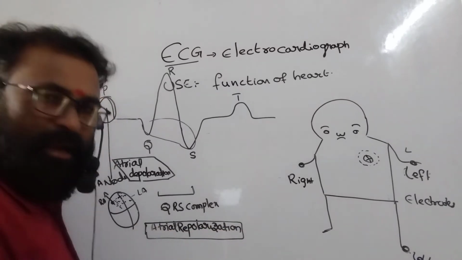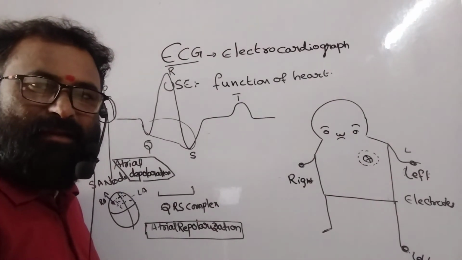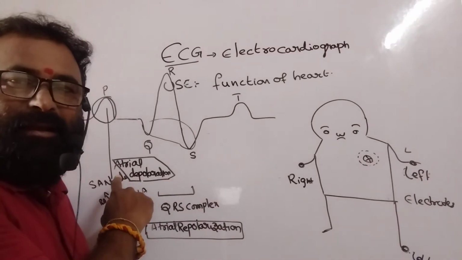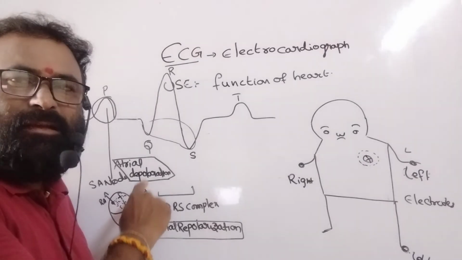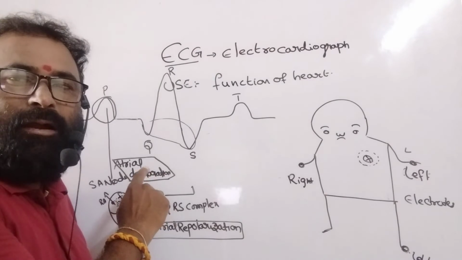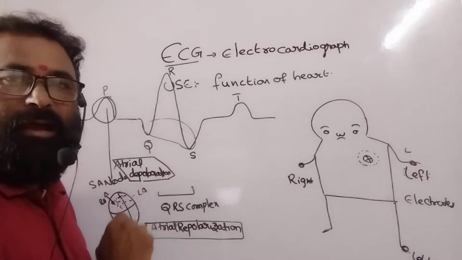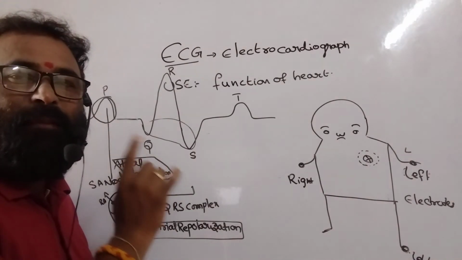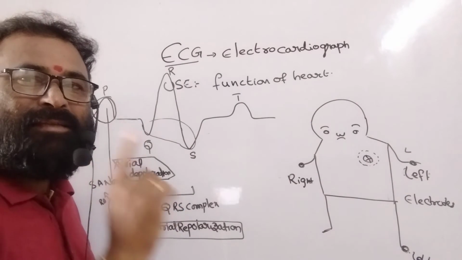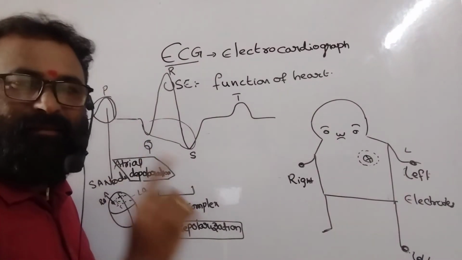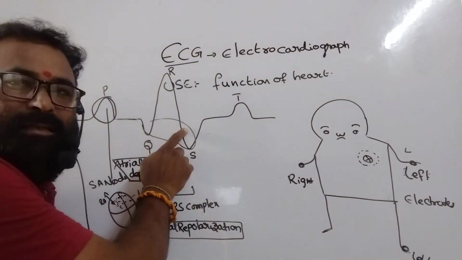Very, very important for NEET. Among the following, which has no clinical significance? A. Atrial depolarization. B. Atrial repolarization. C. Ventricular depolarization. D. Ventricular repolarization. Answer is atrial repolarization. Atrial repolarization does not have clinical significance. It is seen between the P wave and the QRS complex.